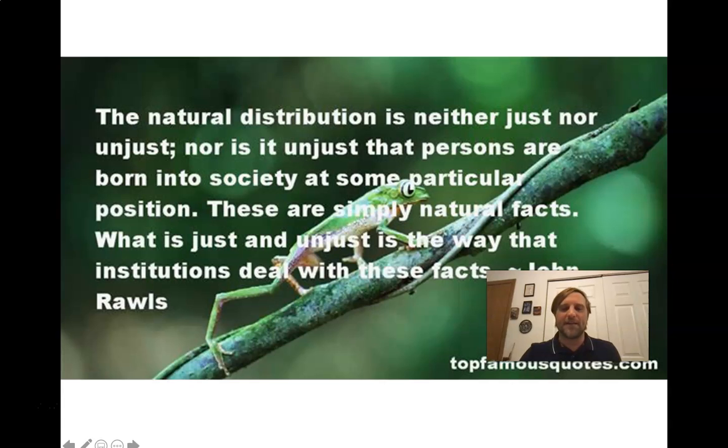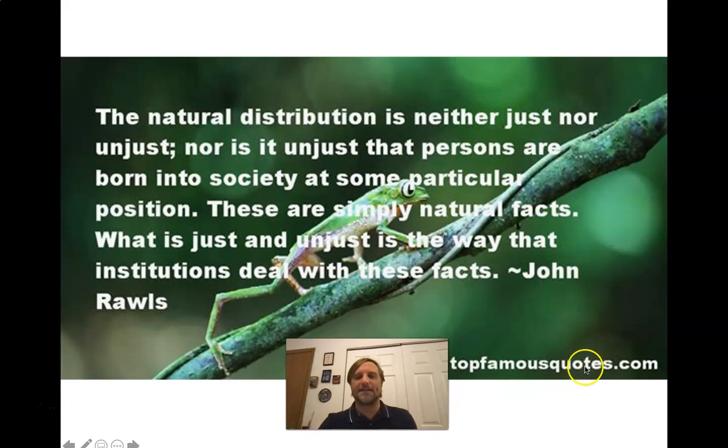And I really like this quote by him that kind of gets at some of these things. He says the natural distribution is neither just nor unjust, nor is it unjust that persons are born into society at some particular position. These are simply natural facts. What is just and unjust is the way that institutions deal with these facts.